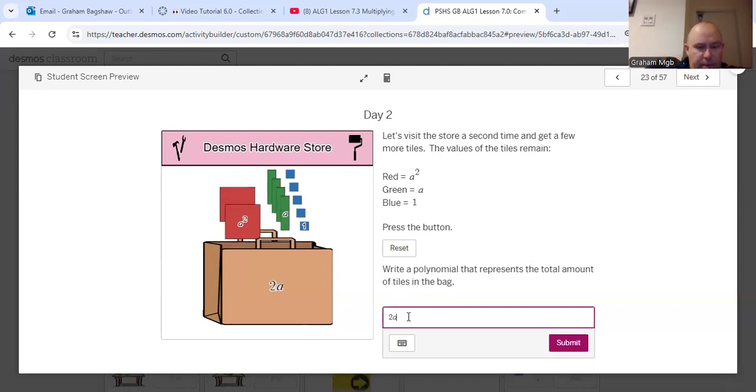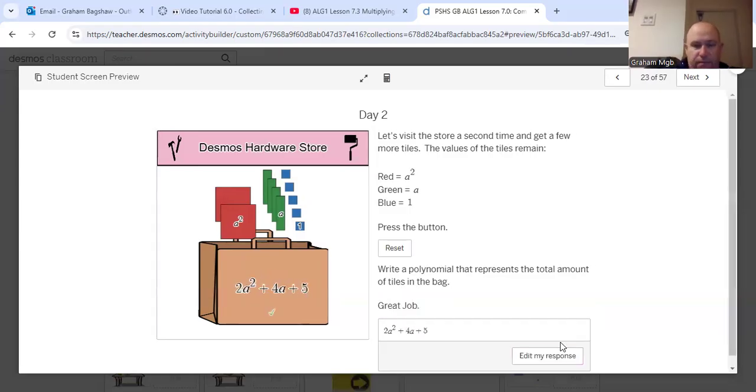So 2 big squares, so 2a squared. I have 1, 2, 3, 4 rectangles, so 4a. And it looks like I got 5 little squares there, so plus 5. And hopefully that's right as well.